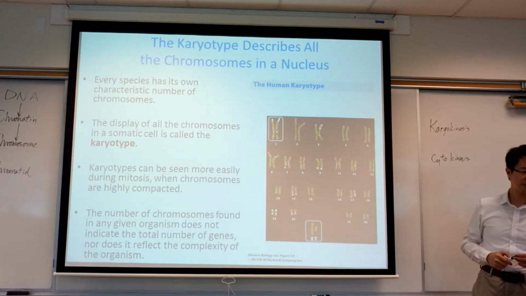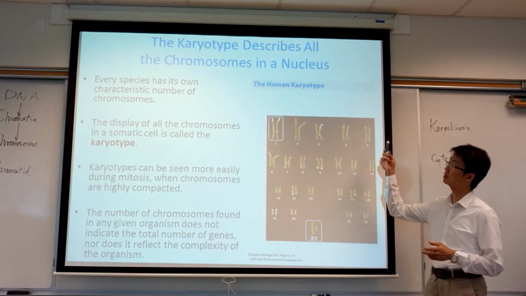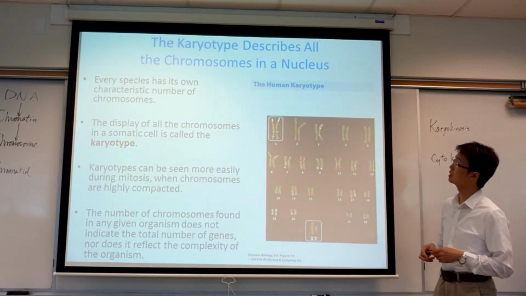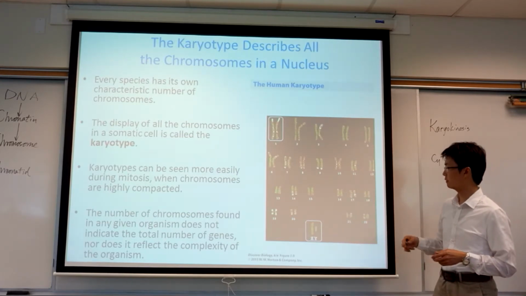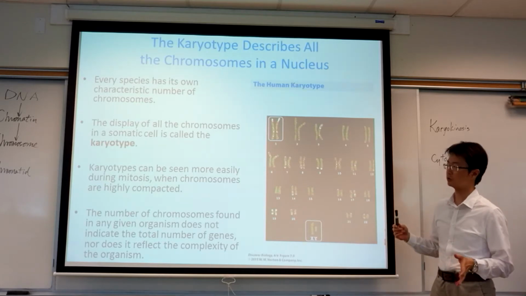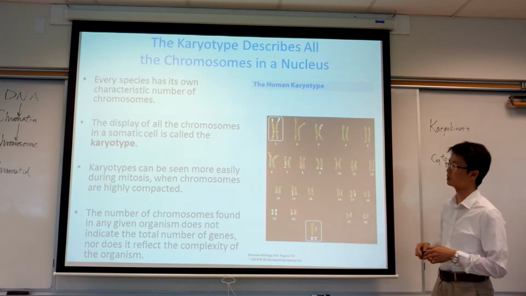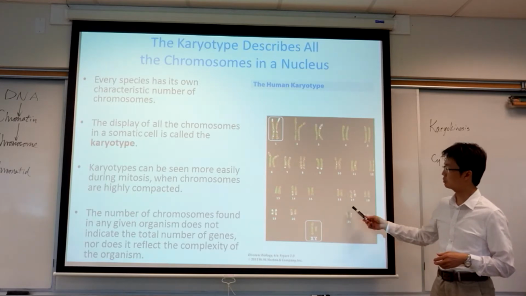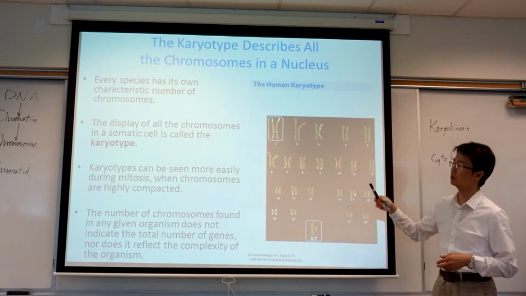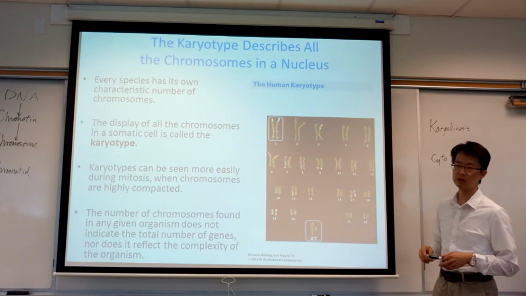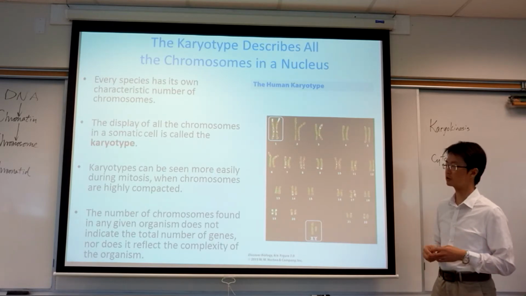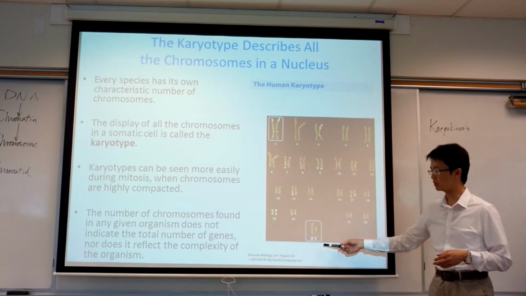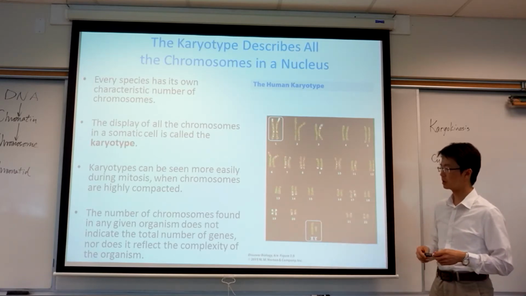So, karyotype. The title: define a karyotype. It describes all the chromosomes in the nucleus. We have 23 pairs of chromosomes, and of the 23 pairs, 22 pairs we call autosomes, because they are specific to the body. And the 23rd pair, the last pair, we call the sex chromosomes, the X and Y.